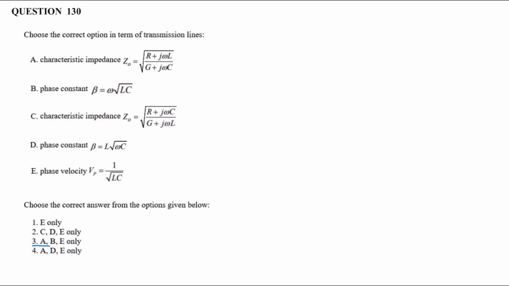Question number 130. What is the correct option in terms of transmission lines? Characteristic impedance Z0 is equal to the square root of R plus j omega L by G plus j omega C. Statement A is correct. In statement C, it is reversed. C is in the numerator, so statement C is incorrect. Phase constant beta is equal to omega root LC. Statement B is correct. In statement D, the phase constant is incorrect. Phase velocity Vp is equal to 1 by root LC. Statement E is correct. Therefore, the correct answer is option 3, A, B, E only.